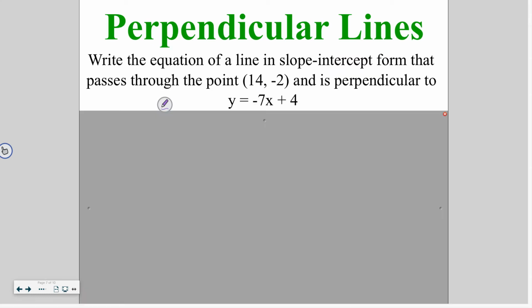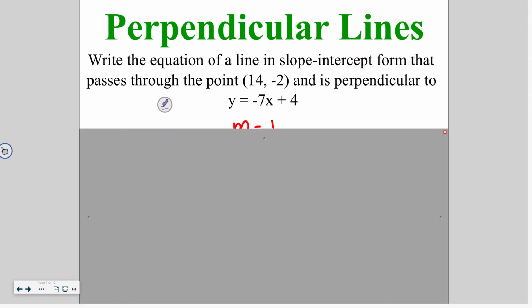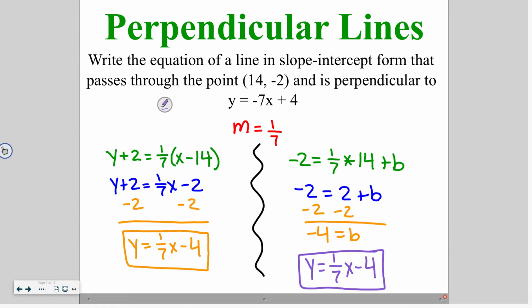Go ahead and try this one on your own. So when we find that perpendicular slope, we flip it over and make it positive, so we get 1/7. Plugging it in either to the point-slope form or to the slope-intercept format, we're going to end up with the equation y equals 1/7 x minus 4.